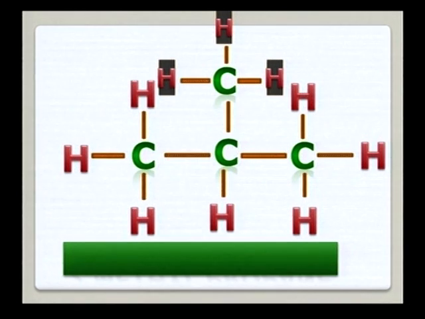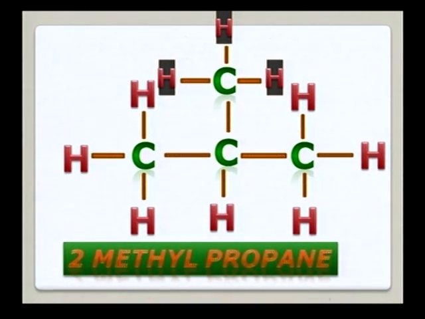So here, what is the name of the structure? 2-methyl propane. Very good, friends. So this is the chain isomerism. Okay friends, do you understand? Okay. So what is the next?